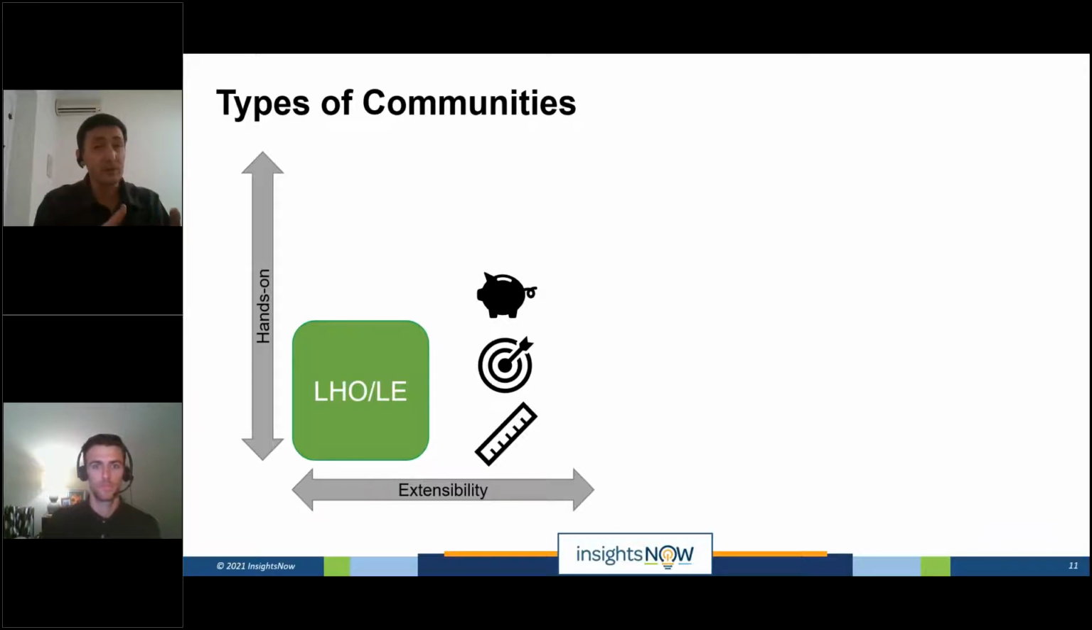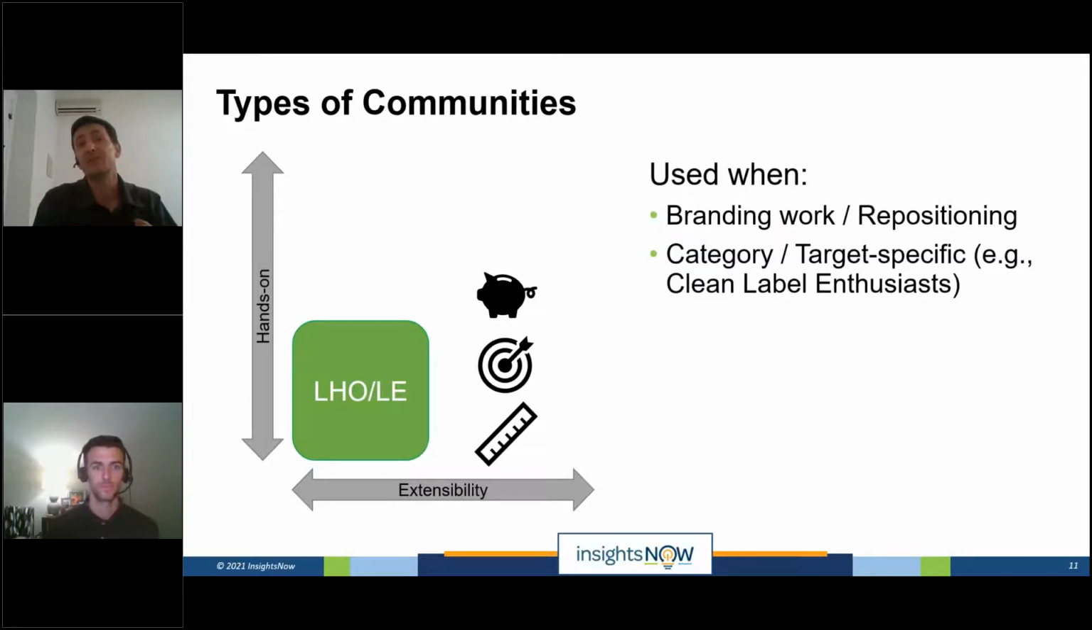The first version of that is the low extensibility. These are highly targeted groups of people, so these tend to be panels and communities that are highly focused. At Insights Now, we have a clean label enthusiast community. That community is just people who are really passionate about clean label products and looking at ingredients and products. That community works if you're focused on that type of area and building a product in that space, fantastic. But if you're trying to build something outside that space, that community isn't going to be very valuable. So it doesn't extend very far. It stays within its very focused area. It's really good if you're playing in that area and you want to do brand work, repositioning, category trade-off work, or targeting specific groups of people.